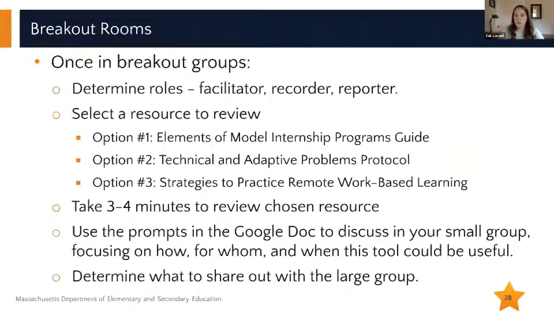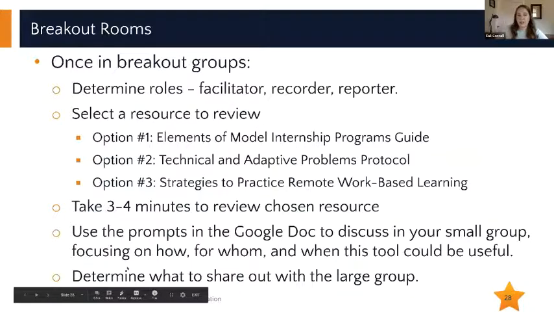How might you use the resource? Like when and with whom would you use the resource? And there's space at the bottom of the Google Doc for the recorder to type in the highlights from your discussion. And then finally, in the last minute or so, determine what will be shared out by that reporter.